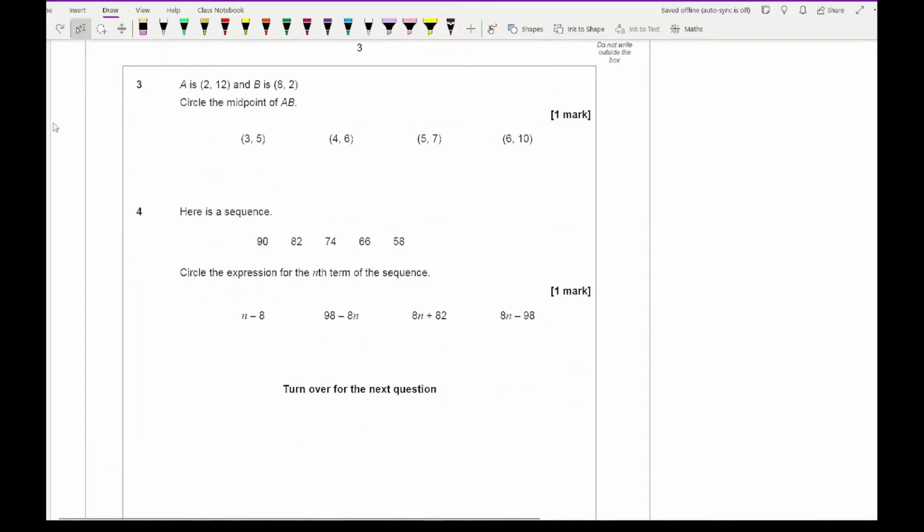So it says work out the midpoint between these two coordinates. Now to work out the midpoint, all we need to do is simply add the x ordinates and divide by 2. So we're looking at 5. And then we add the y ordinates. So we've got 12 plus 2 divided by 2, which gives me 7. So the coordinate I'm looking for is 5, 7.